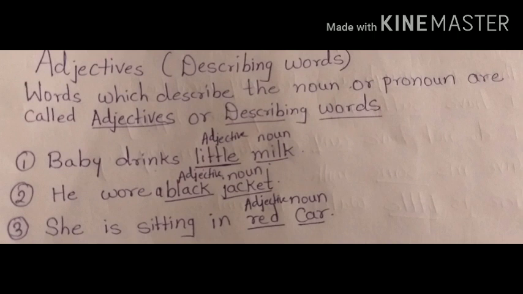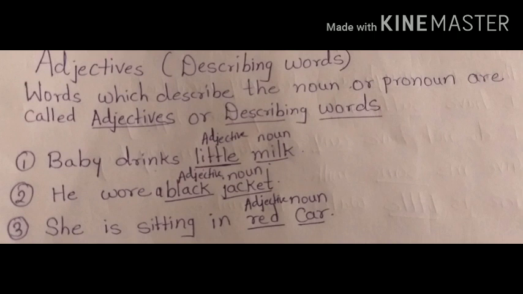Third example, she is sitting in a red car. Car is a noun. How is the car? The car is red in color. So red is an adjective. So these adjectives, little, black and red, describe the nouns milk, jacket and car. Adjectives are always placed before the noun or pronoun.